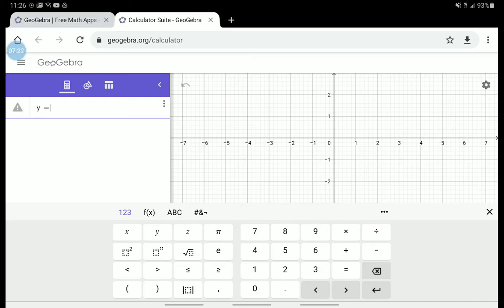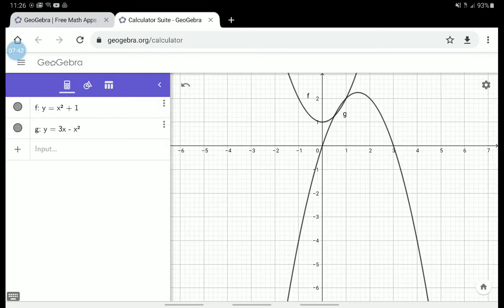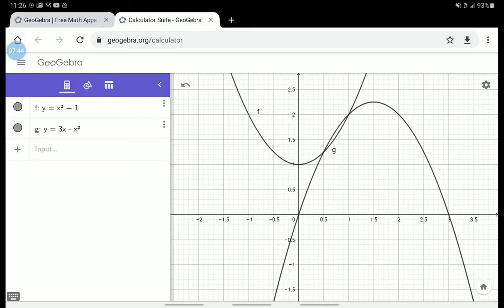So I'm going to say y equals x squared plus 1. And then the second equation was g of x. I'm going to use a y equals again, 3x minus x squared. So if we were to look at that graph, and I'm going to zoom in, and you can do that just by pinching.